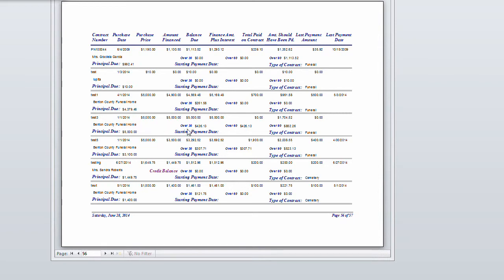Under the same funeral home on another contract, they haven't paid in a while, and some of it's over 30, over 60, and some of it is over 90. It's broken down. In my test 5 here, it's the same, some over 30, over 60, and over 90. They're very late. Now, here on this contract testing, it's showing it's a credit balance, meaning they're paying ahead. This is a very good client for us. It shows up in purple if they're paying ahead.